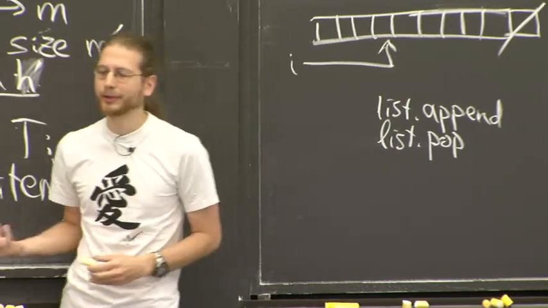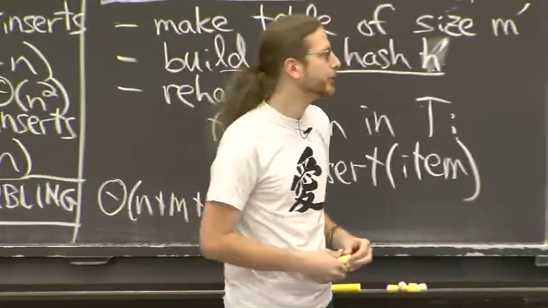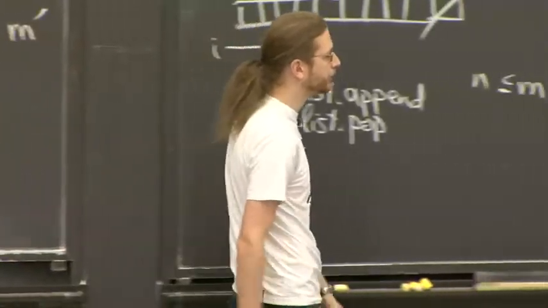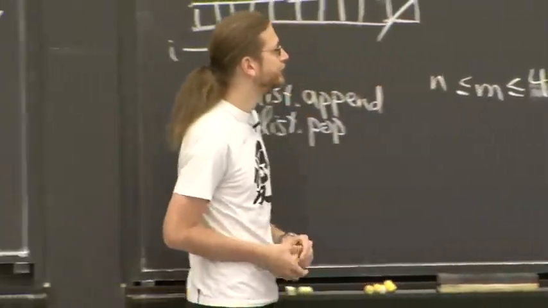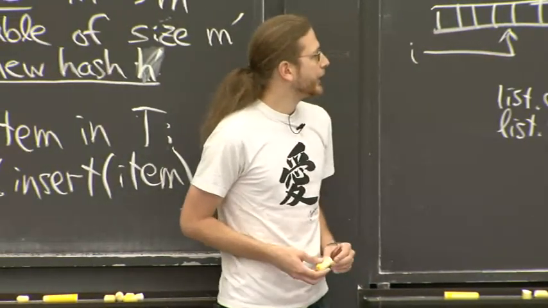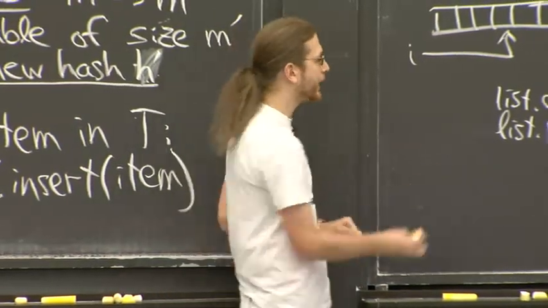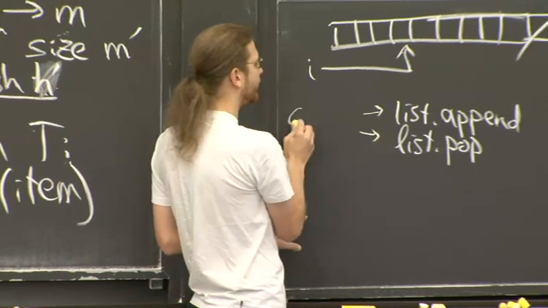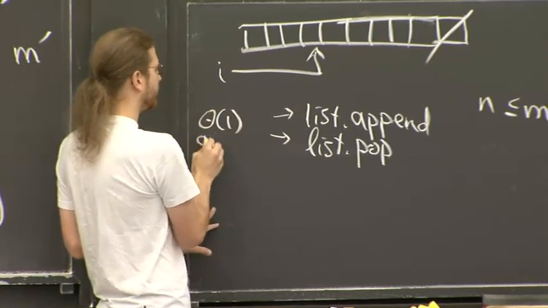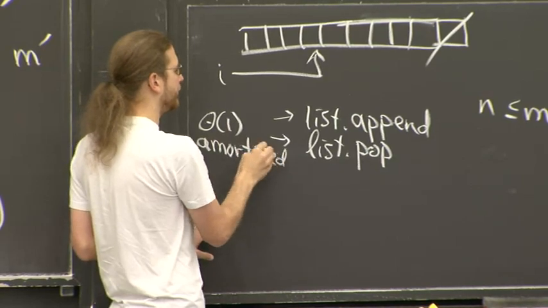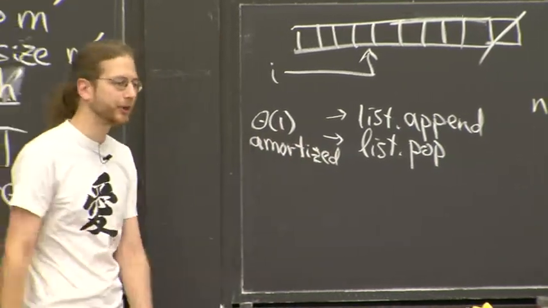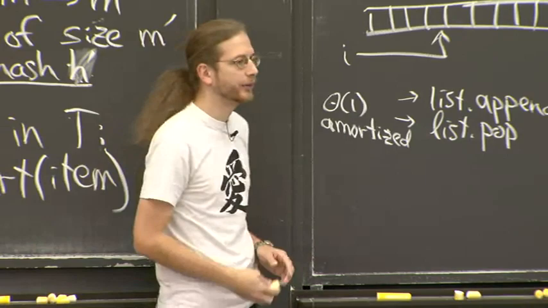And I don't know whether Python uses 2 or some other constant, but any constant will do as long as the deletion constant is smaller than the insertion constant. And that's how they work. So in fact, list.append and list.pop are constant amortized. Before, we just said, for simplicity, they're constant time. And for the most part, you can just think of them as constant time. But in reality, they're constant amortized.